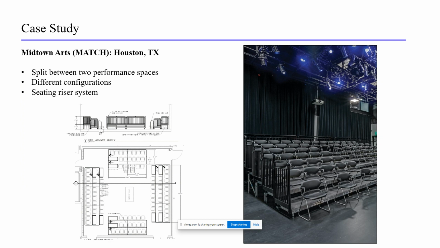So here we have Midtown Arts in Houston, Texas. There's several different ways platforming can be used to add flexibility to a theater, as you can see here. They can be made into an orchestra pit filler or a stage trap in a proscenium style theater.